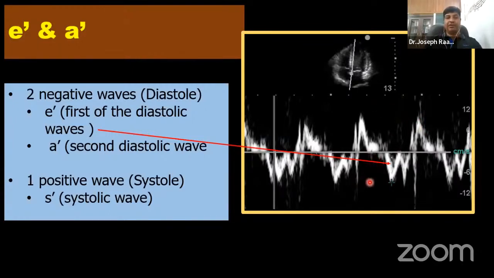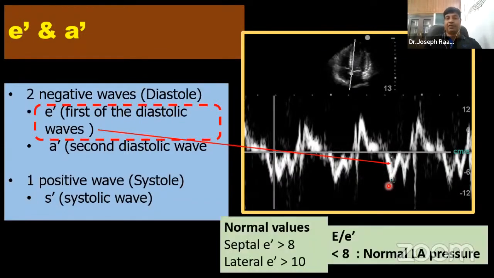And when you are using the tissue velocity, here we are using the first one. This is E dash. Again, using the caliper, you can find out what the E dash is. Then you get the E by E dash ratio. So now you have two different values. Okay, normal value is septal.